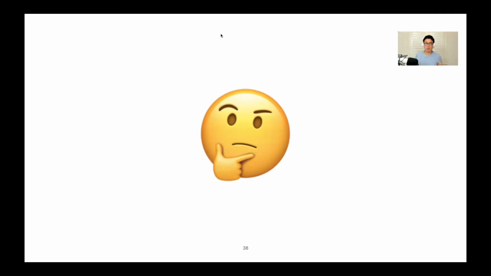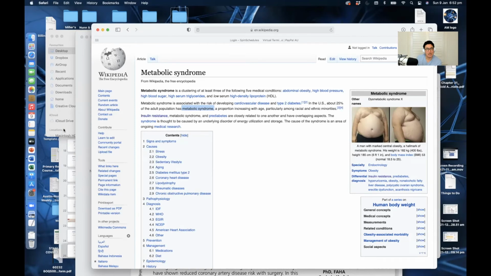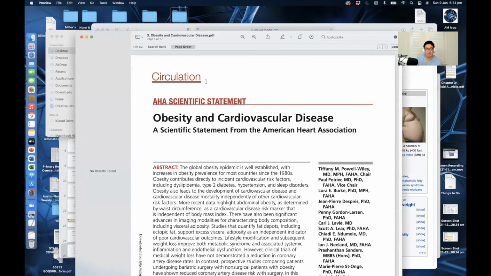So before I show you my structure, let's see whether we've got any questions. There's a couple of things in the chat. Okay, Julian, is adiponectin a protective factor of pro-inflammatory? Yeah, really interesting question.